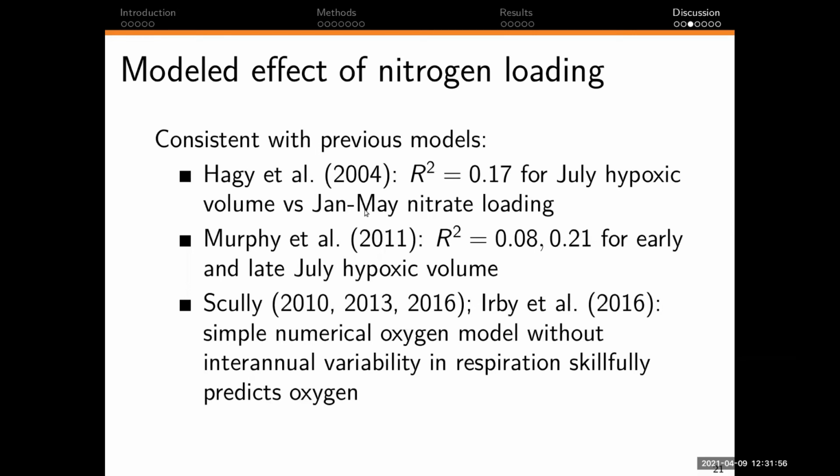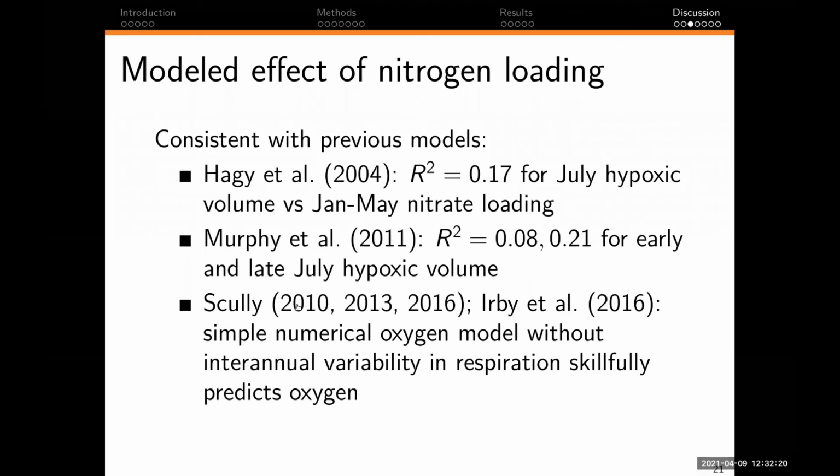So the study here in 2004 found an R squared of just 0.17 when comparing the July hypoxic volume with the January to May nitrate loading. Similarly, Murphy in 2011 found R squares of only 0.08 or 0.21 when comparing the early and late July hypoxic volume with total nitrogen loading.